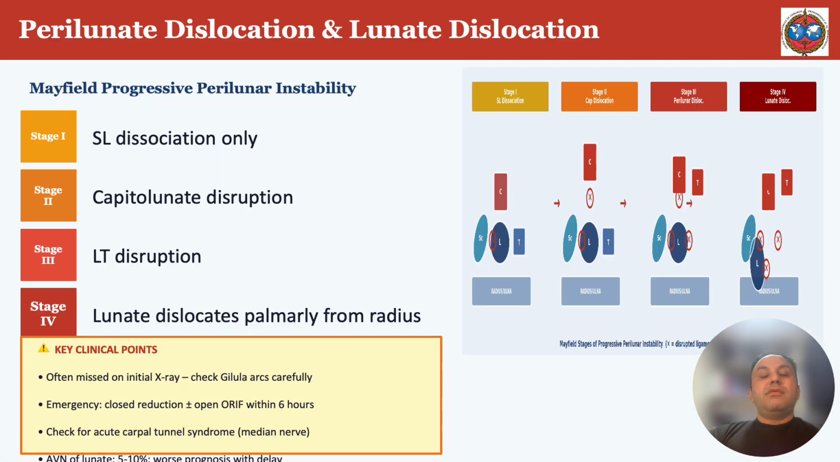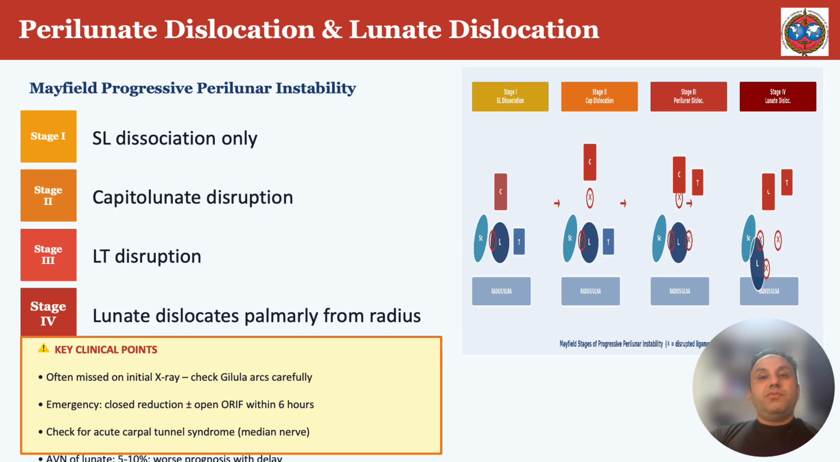In the perilunate dislocation, what is the difference between perilunate dislocations versus lunate dislocation? In perilunate dislocation, the capitate and the rest of the hand dislocate dorsally relative to the lunate, but the lunate actually stays in the fossa. But in lunate dislocations, the lunate is forced out of the fossa, going volarly into the carpal tunnel, with the capitate relocating into the lunate fossa.